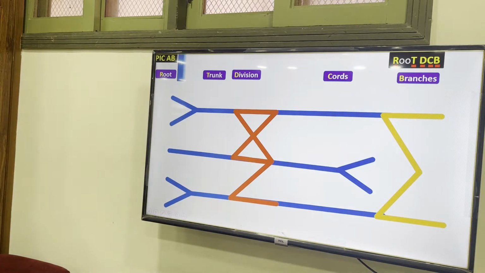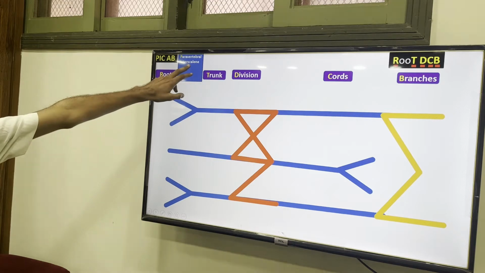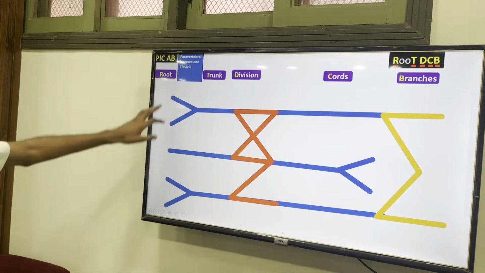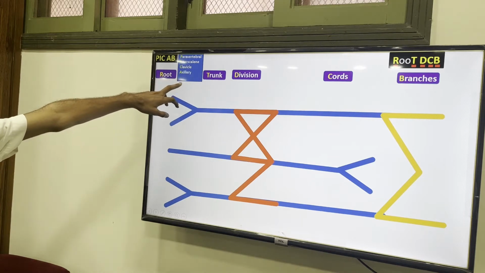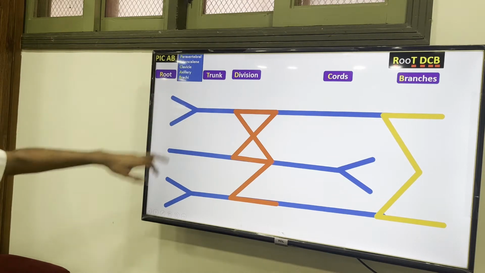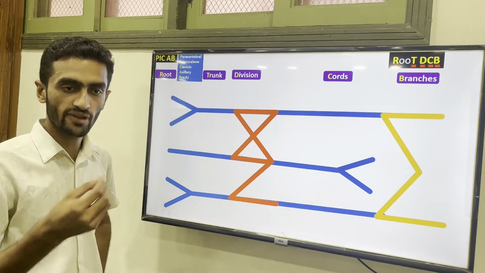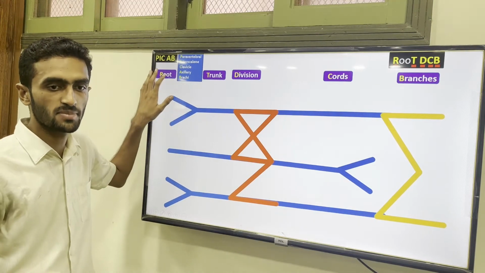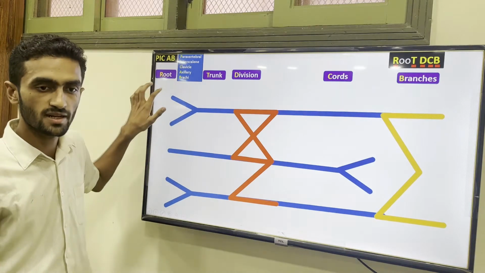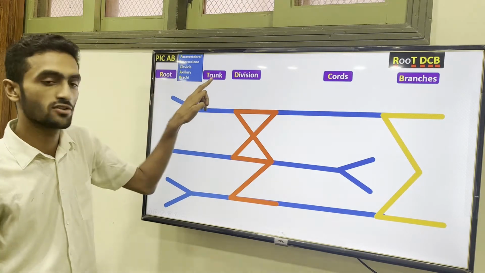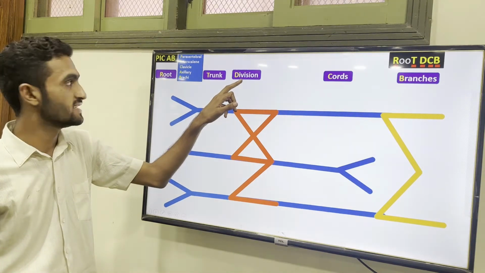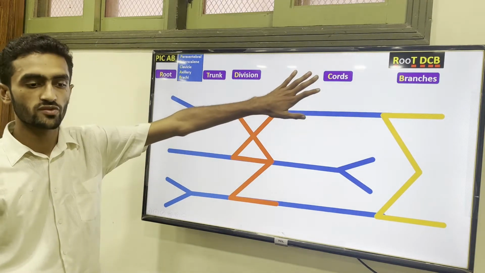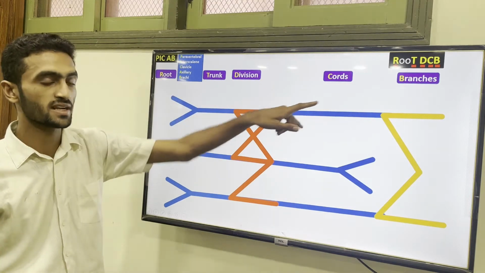P represents the paravertebral region, I represents interscalene, between the 2 scalene muscles, C represents clavicle, posterior to the clavicle, A represents axillary region, and B represents brachium. Okay, so this is location. If I ask what the location is, just follow this. PICAB: P is paravertebral, the location of roots; interscalene is the location of trunks; posterior to clavicle is the divisions; axillary is the cords; and the brachium is the branches.